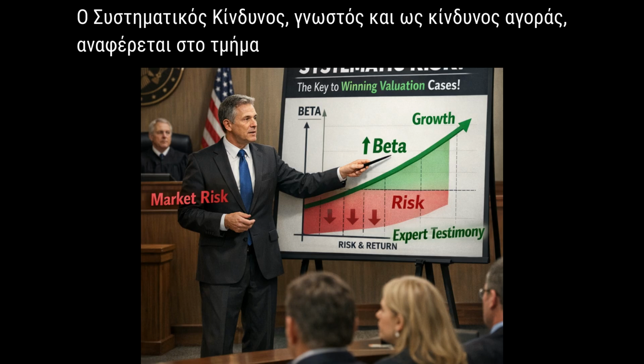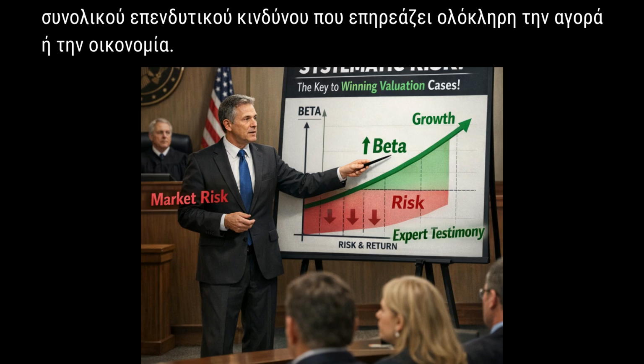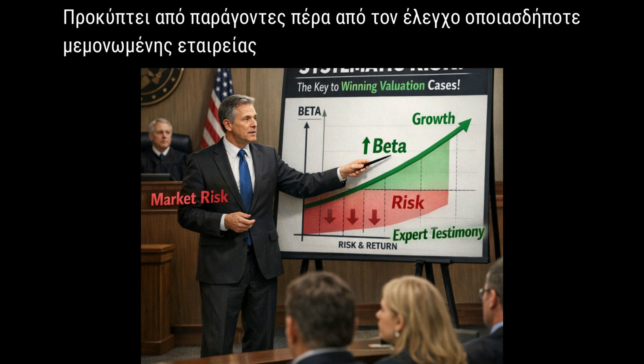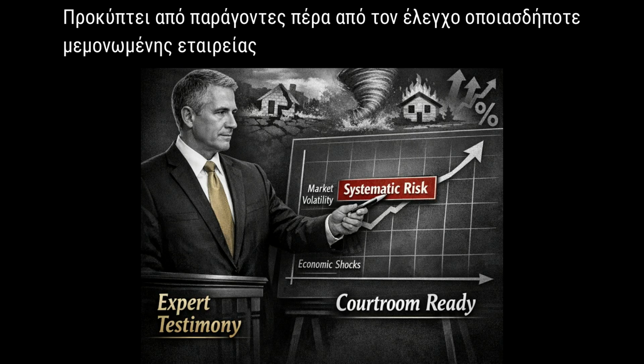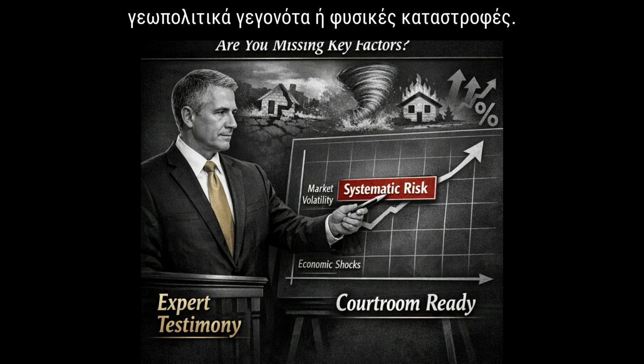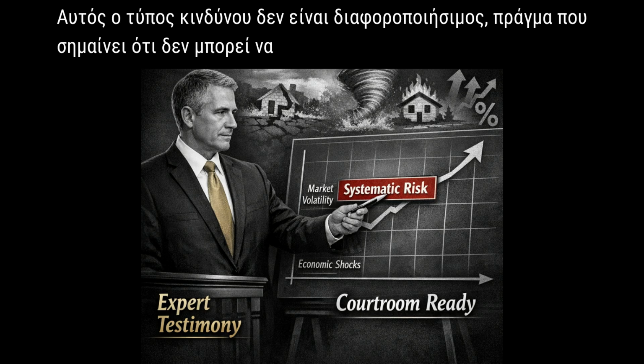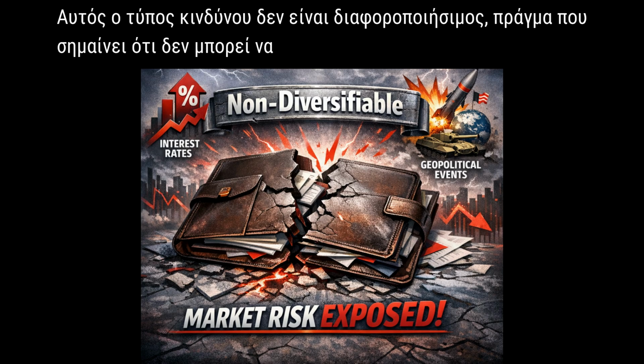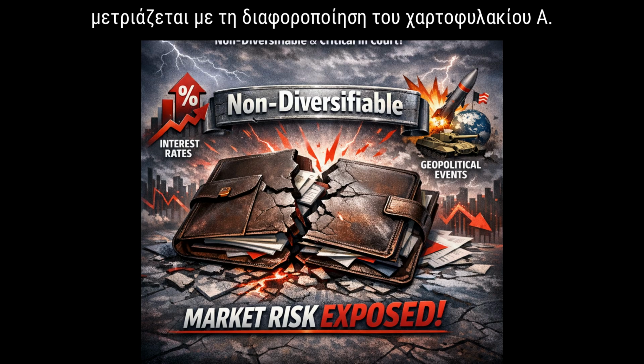Systematic risk, also known as market risk, refers to the portion of total investment risk that impacts the entire market or economy. It arises from factors beyond the control of any single company or individual, such as economic downturns, interest rate changes, geopolitical events, or natural disasters. This type of risk is non-diversifiable, meaning it cannot be mitigated by diversifying a portfolio.